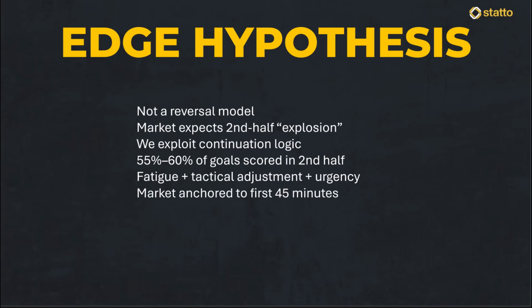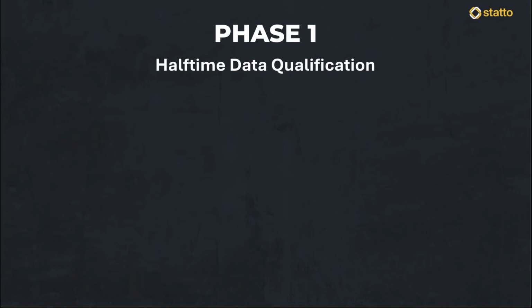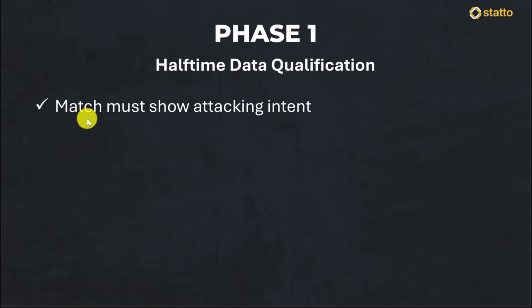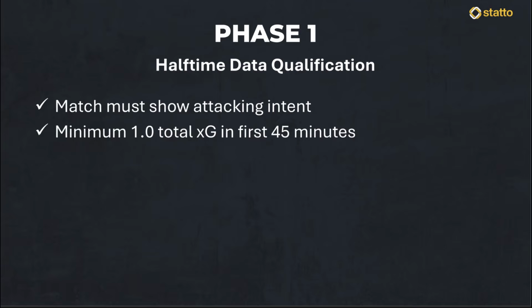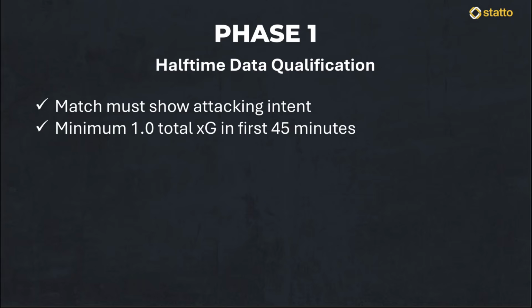Okay, so let's start with phase 1, which is halftime data qualification. This is the stage where we separate the sterile matches from the ones with genuine attacking DNA. We are looking for proof of intent rather than just a high scoreline. Our primary qualification is that the match must have produced a total expected goals, or XG, of at least 1.0, or at least 4 shots on target during the first 45 minutes. What this phase represents is our evidence-based filter. We are not betting on hope or the reputation of the teams.